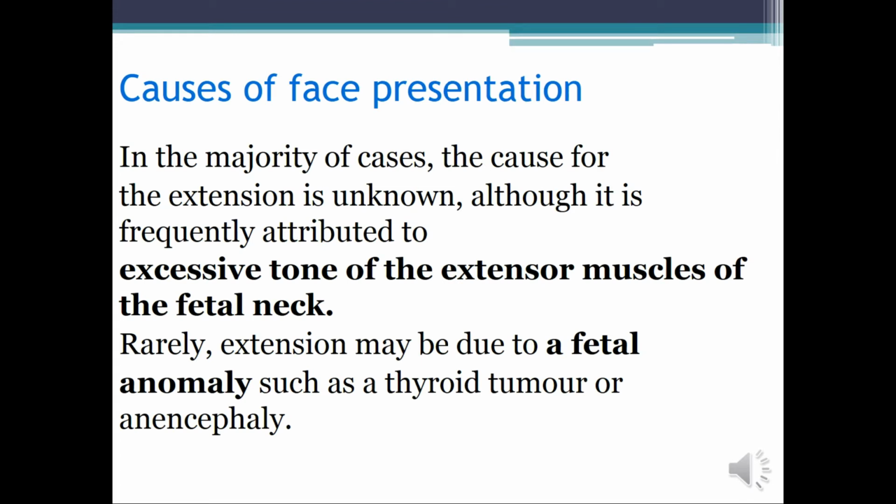What are the causes of face presentation? In the majority of cases, the cause of extension is unknown, although it is frequently attributed to excessive tone of the extensor muscles of the fetal neck. Rarely, extension may be due to fetal anomaly, such as thyroid tumor or anencephaly.